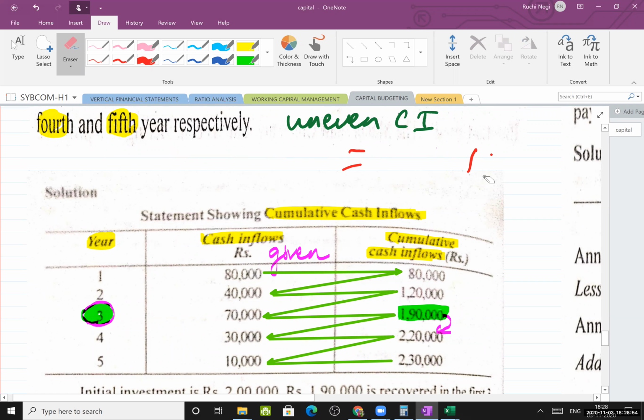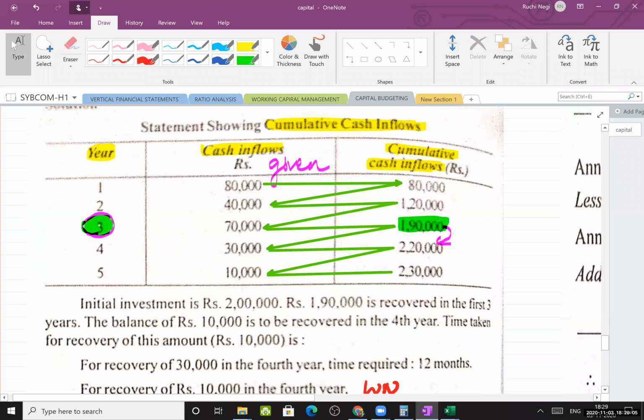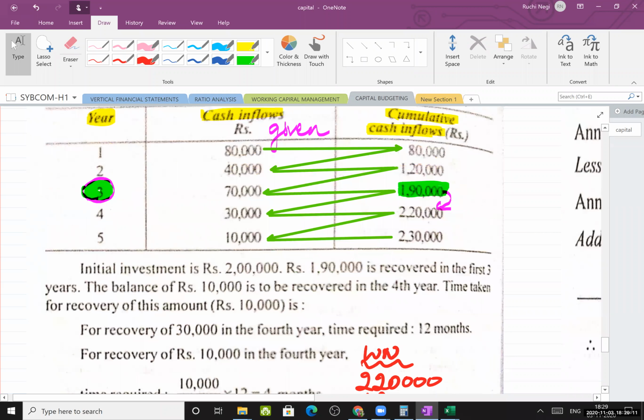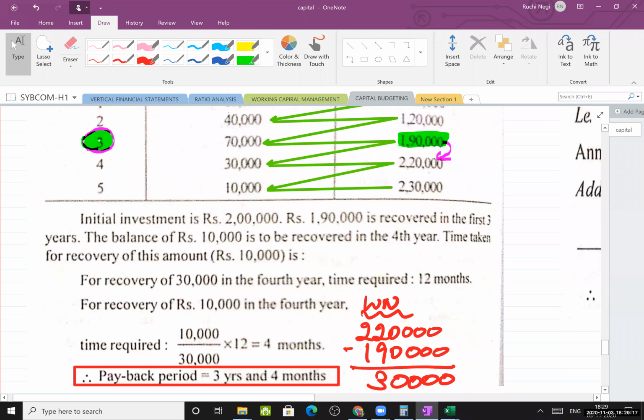तो आपका 2 लाख रुपीस कहाँ पूरा होगा? 3rd year में you will be able to earn 1 lakh 90. So 2 lakh you will be able to recover after 3 years. मतलब in the 4th year, but पूरा 4 years नहीं लगेगा, थोड़ा कम लगेगा. Okay, few months you need. After 3 years you need few months to recover more 10,000 rupees. ठीक है?